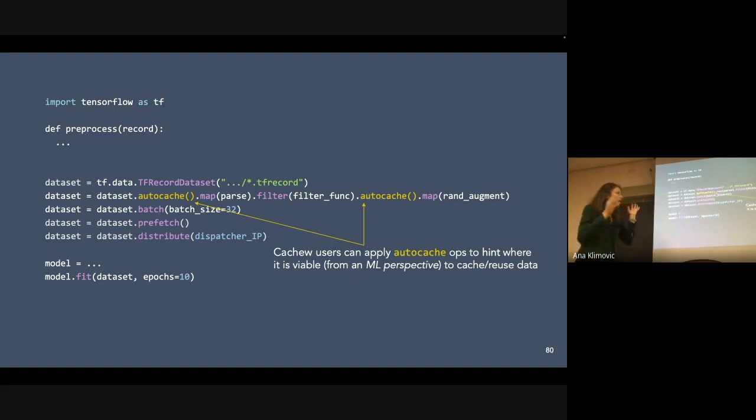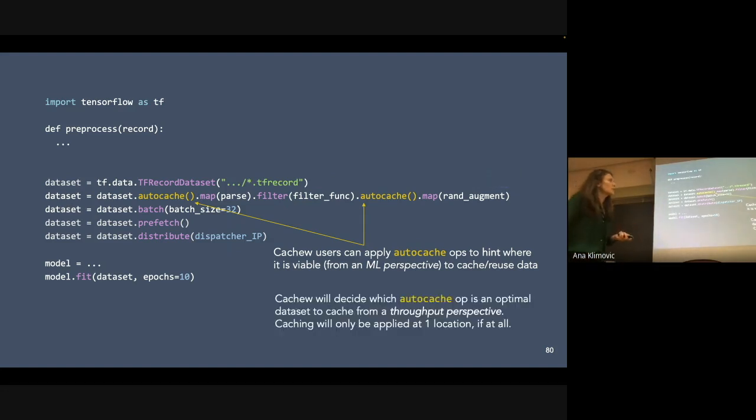So auto cache is an op that we add to the tf.data API. And it says that a user is saying this is, from a machine learning accuracy training perspective, a valid point to reuse data in the pipeline. If this turns into an actual caching op, it means that everything before this is just memorized, read from storage, and anything after gets computed. And so this is safe to do up until here. But for stuff that does random augmentation, you want to actually do computations.